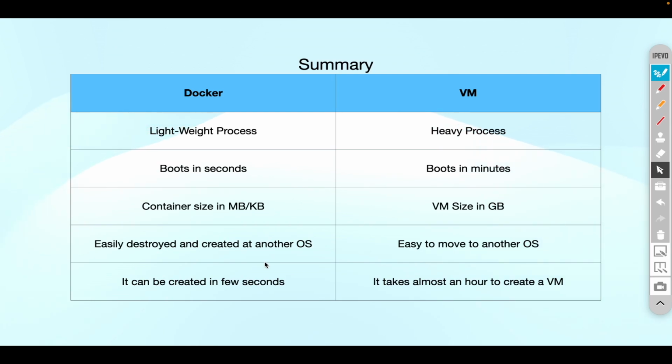Now, we already discussed the creation time taken by Docker. We can create a Docker image or a Docker instance up and running within a minute, or you can say a few seconds. But in case of a VM, it takes almost an hour. As I said, you have to create a machine, provide all the configuration, then install the operating system, and after that you can go ahead and install the application. So that is the summary and the difference between Docker and VM.